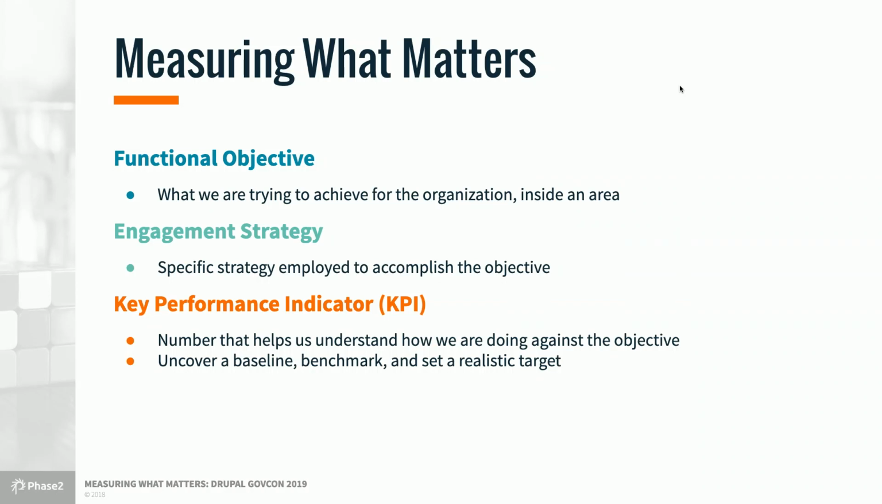We want to try to uncover a baseline, a benchmark, and then set a realistic target for that KPI. If you figure out that your KPI is downloads, and right now you have 5 a month, setting a target of 5,000 a month isn't a realistic target, and there's no obvious and incremental path to get there.